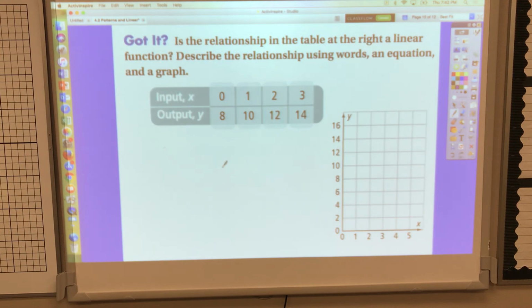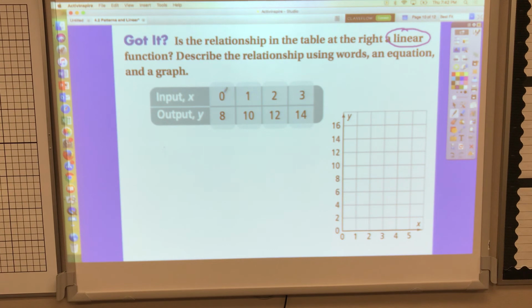Okay. So let's look at another one. He wants to decide, is this relationship in the table, and it says at the right, but it's below on my picture, a linear function. So what they're asking me to find out is, does it have a constant rate of change? If they're asking if it's linear, it has to have that constant rate of change.